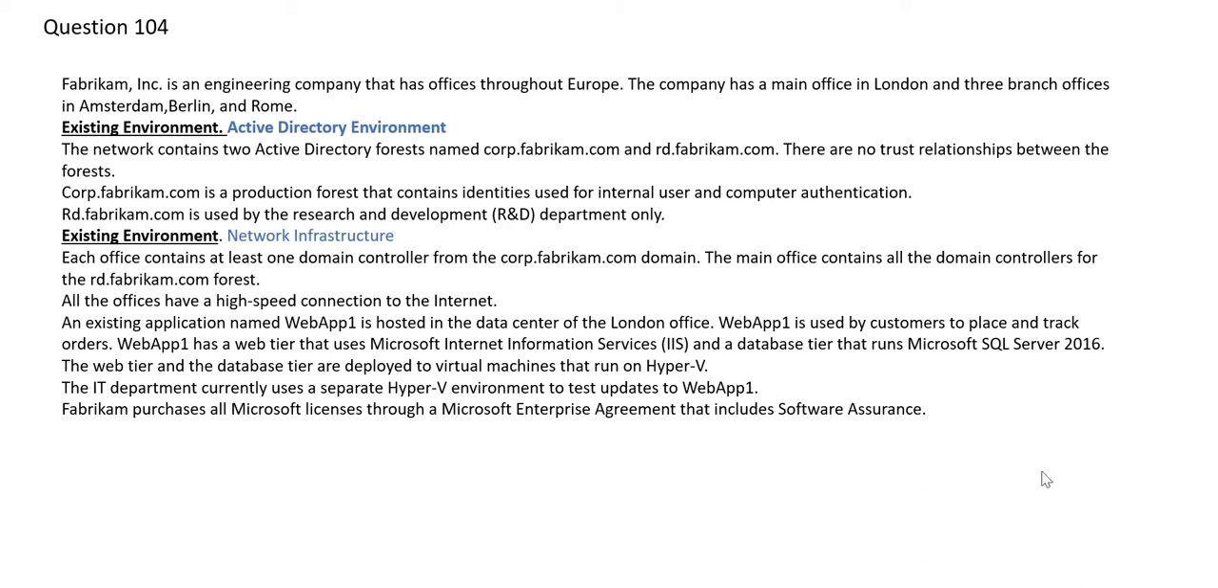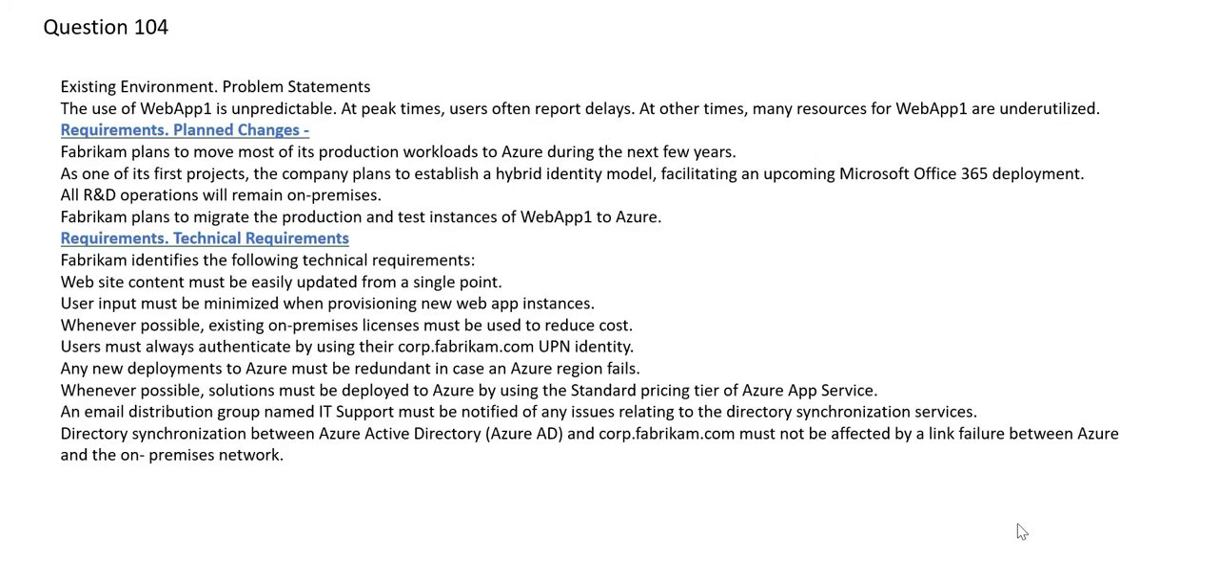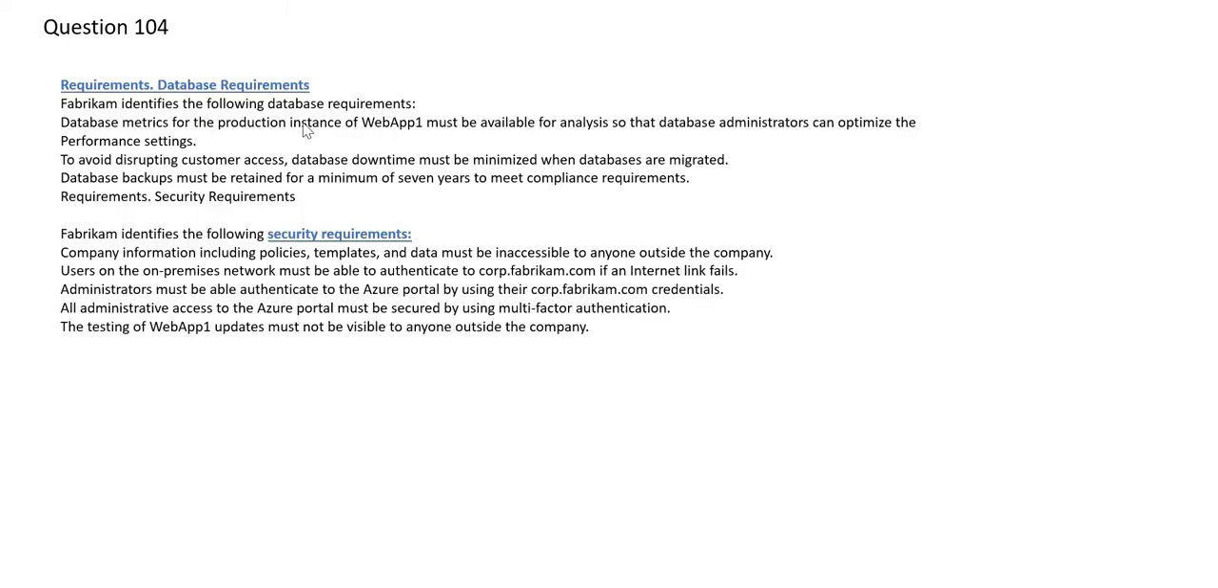So this is the first part of the case study, where it covers the existing environment with respect to Active Directory and network infrastructure. Then this is the next part, where it covers plan changes and the technical requirements. And this is the third part, where it talks about database requirements and security requirements. In the real exam, you would get tabs for each of these requirements, so it is relatively easier and structured to read.